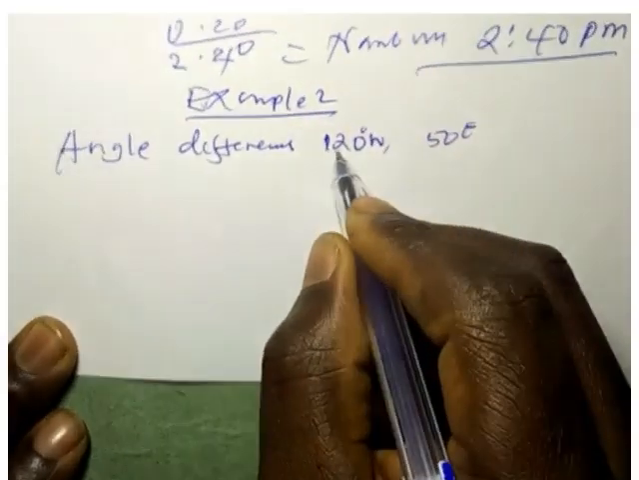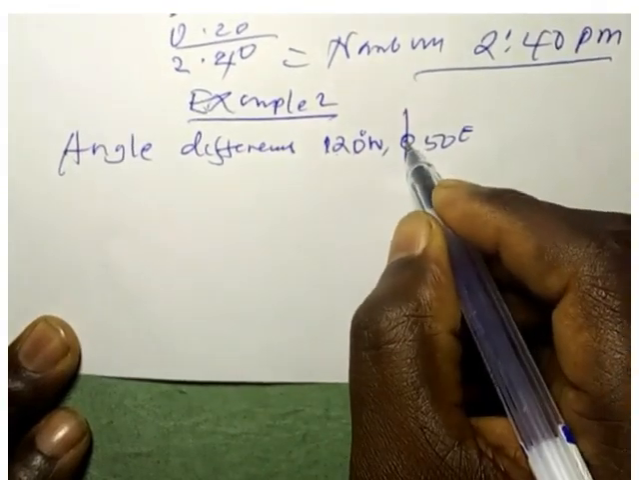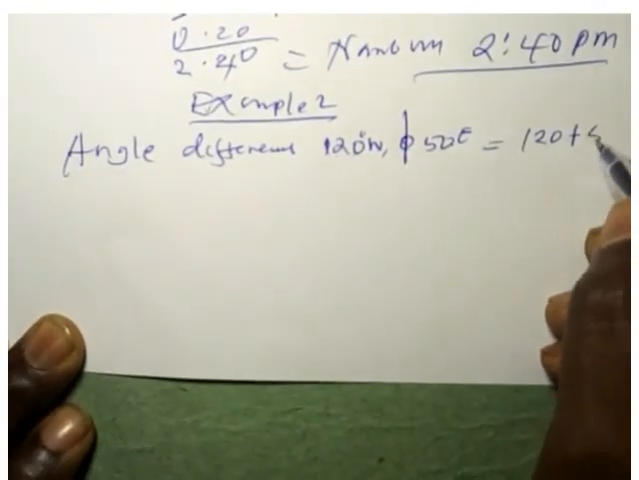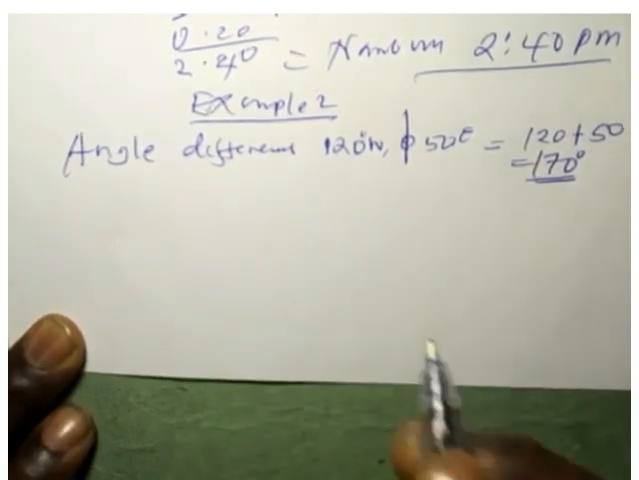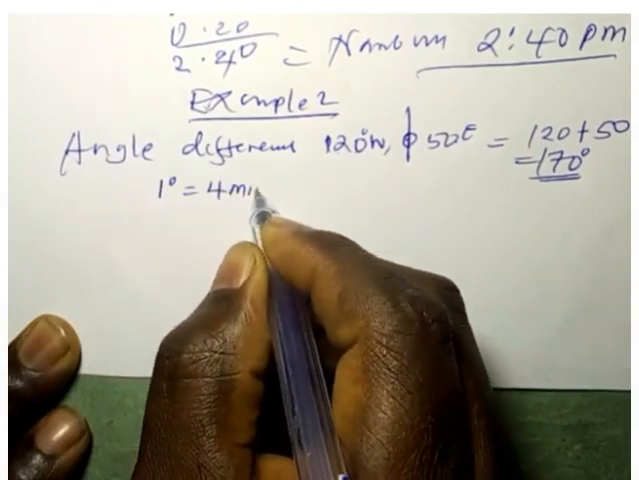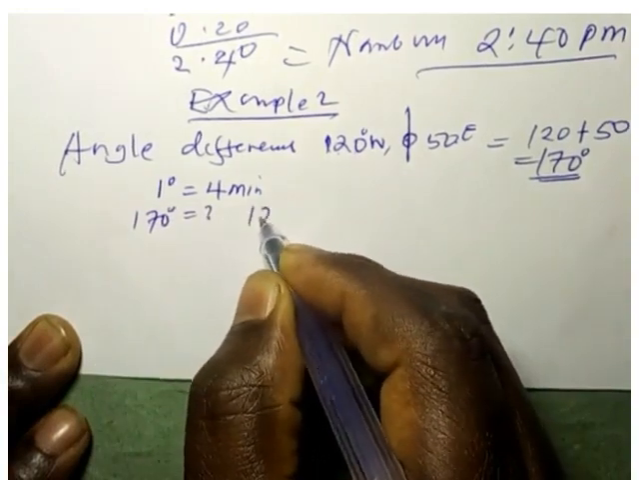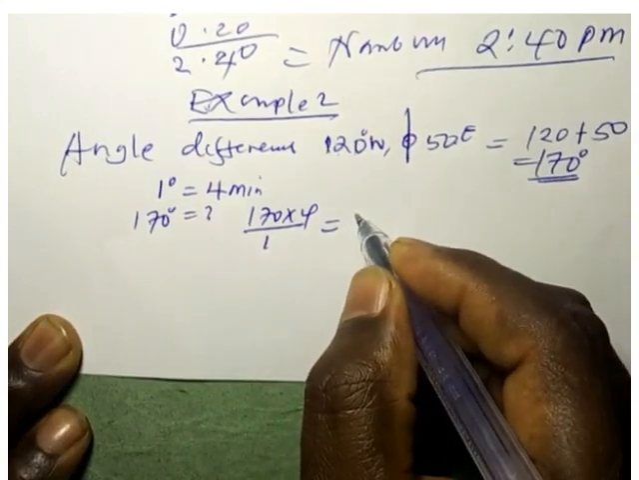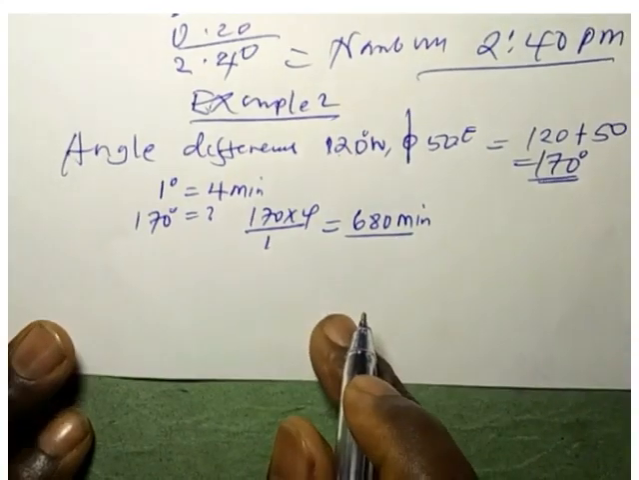So it is from 120 west to the Greenwich meridian, which is 0, and then from 0 to 50. That's why we add 120 plus 50. So the angle difference is 170 degrees. Then we say, 1 degree is equal to 4 minutes. What about 170 degrees? It will be 170 times 4 divided by 1, and this gives us 680 minutes. So we convert these minutes to hours.